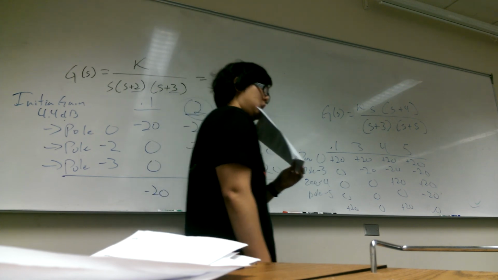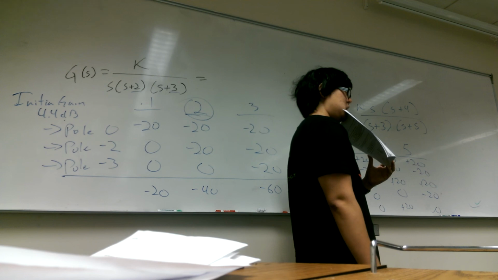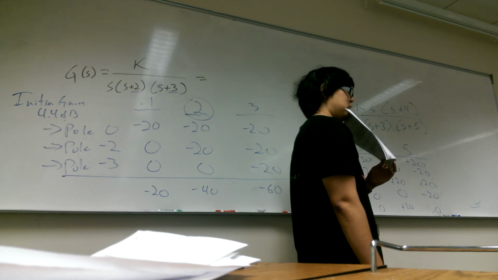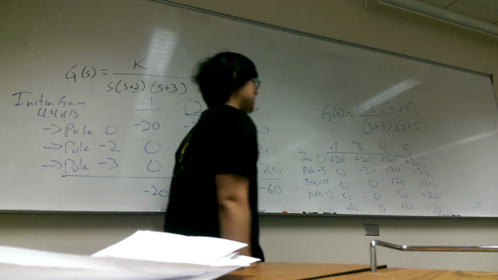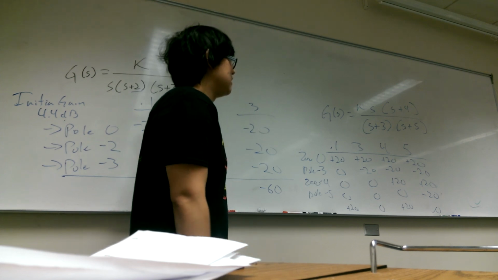What if there was a pole and a 0 at the same location? They cancel out. Oh, yeah, duh. That's why I said I didn't want to do a 0 and pole at the same place, because it's like, no, that doesn't make sense.